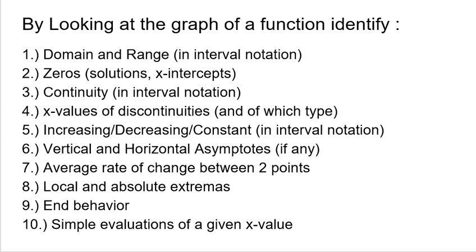We talked about increasing, decreasing, constant and how to give those as intervals. Vertical and horizontal asymptotes, if there are any, not all graphs have them. Average rate of change between 2 points we've talked about, which is really just the slope of the linear line that connects those 2 points, which is pretty easy. Local and absolute extremas, mins and maxes we've talked about. End behavior, what's the graph doing towards the ends? To the far left, the far right, what are those graphs doing? Which we've hit on a little bit.